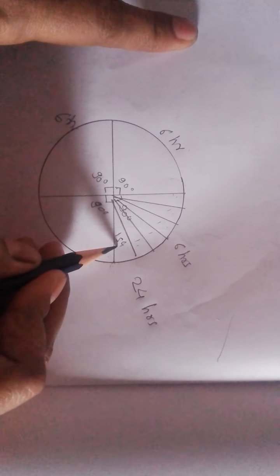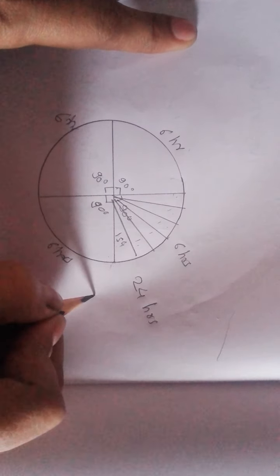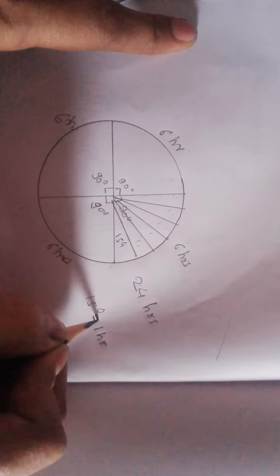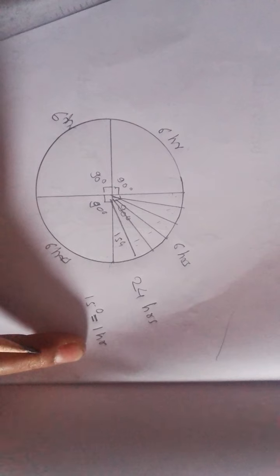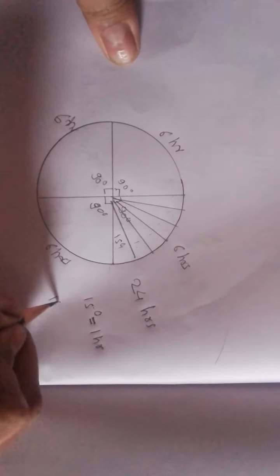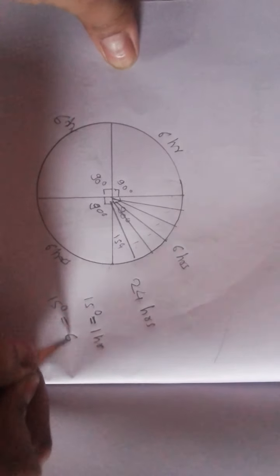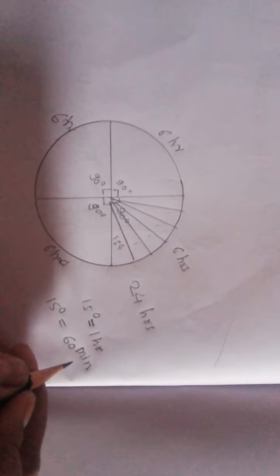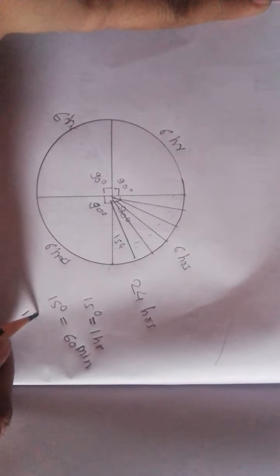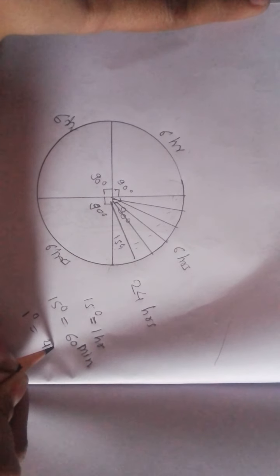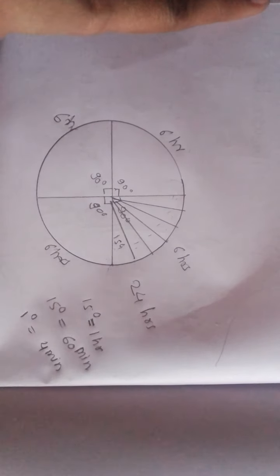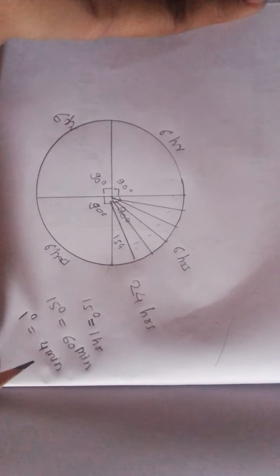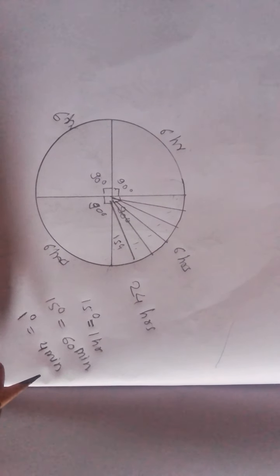So Earth moves 15 degrees in 1 hour. That means 15 degrees for 60 minutes, since 1 hour means 60 minutes. So calculating for each 1 degree, it takes 4 minutes to rotate 1 degree.